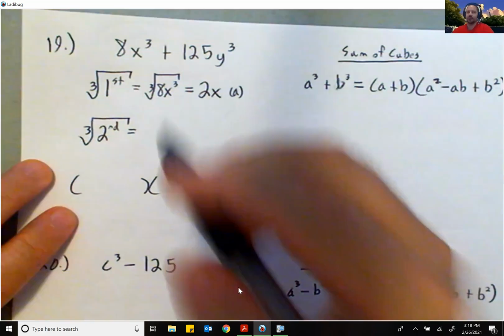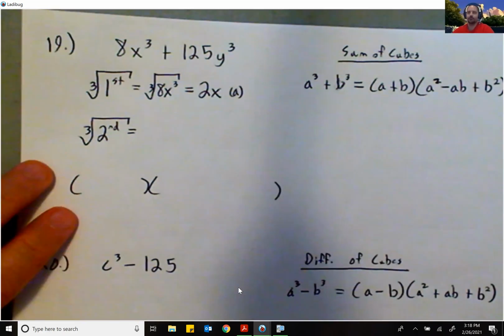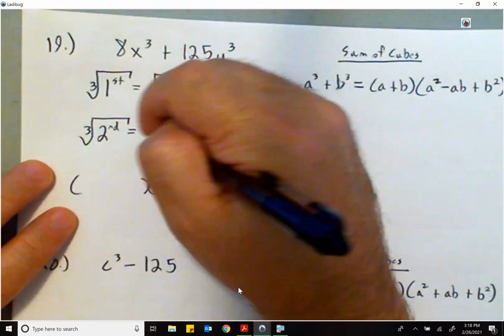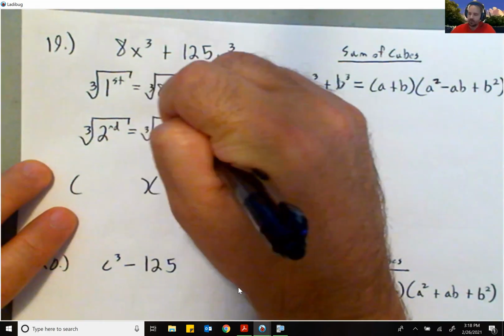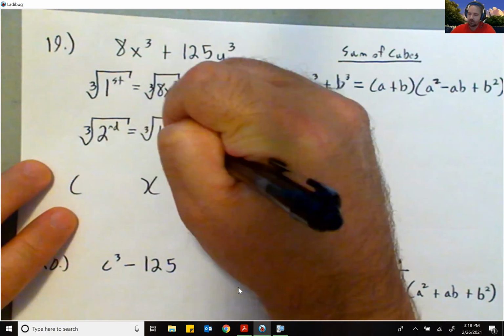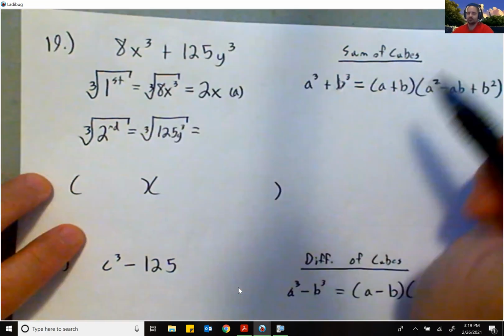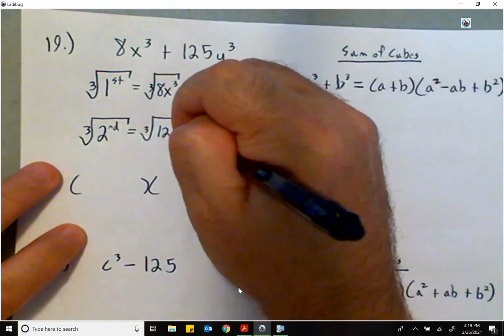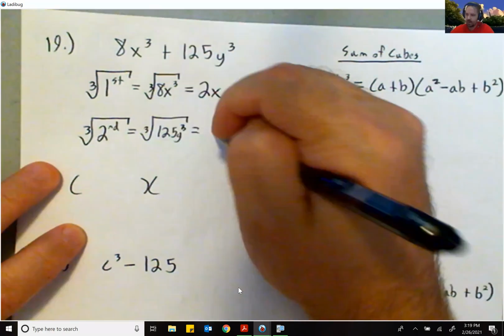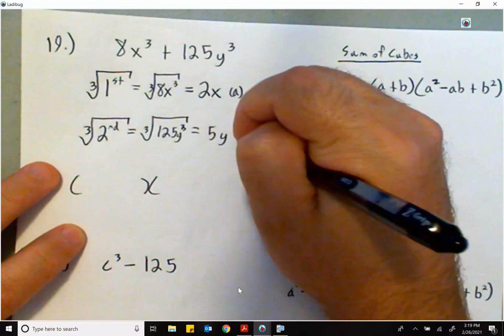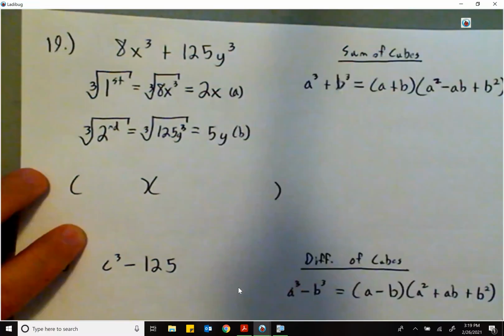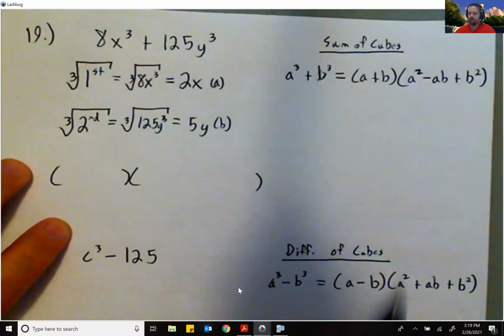Who is the second term? 125y cubed. All right, so we're going to take the cube root of 125y cubed. So what is that going to give us? It is going to be 5y. So there's our B. So all we're going to do now is plug in.